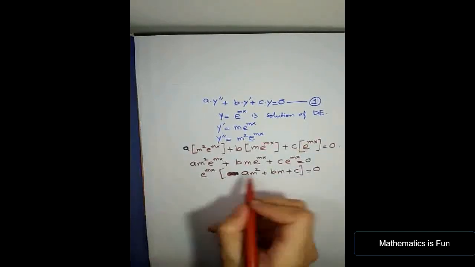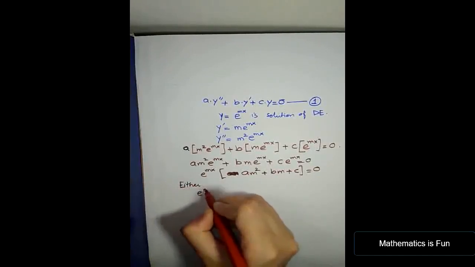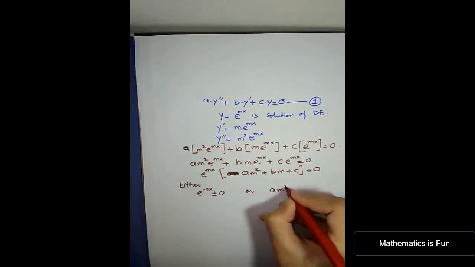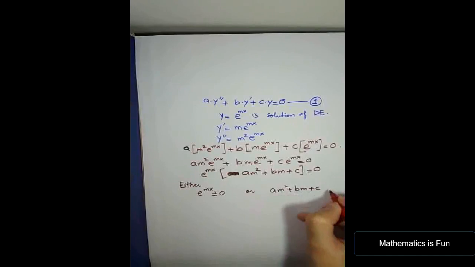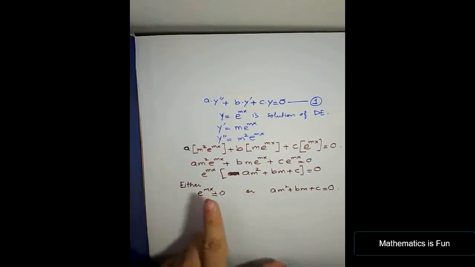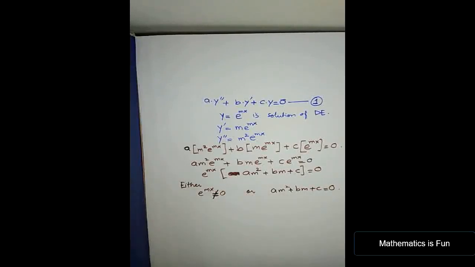And these two are a product, so we can say that either e to the power mx equals to 0 or am square plus bm plus c equals to 0. As you can definitely understand, e to the power something can never be equal to 0, even if the power is negative or 0. An exponential function can never be equal to 0. So that means the other term is equal to 0.